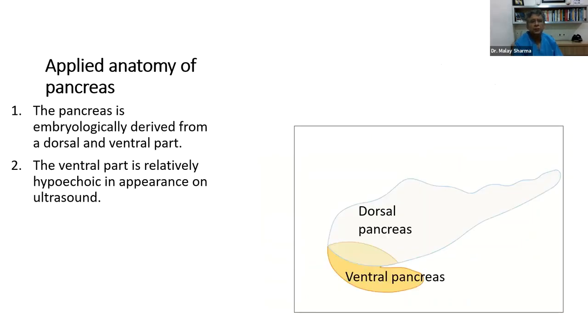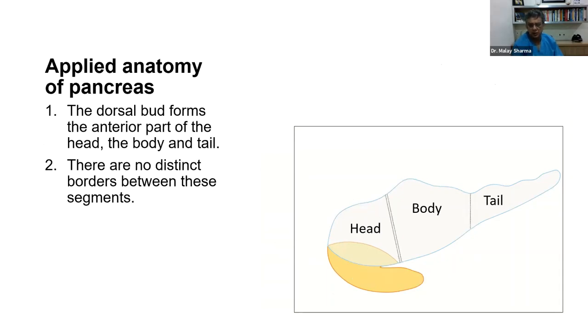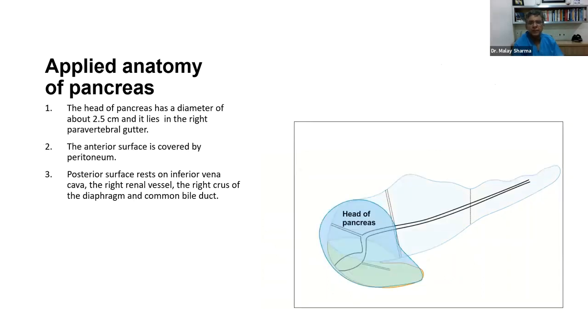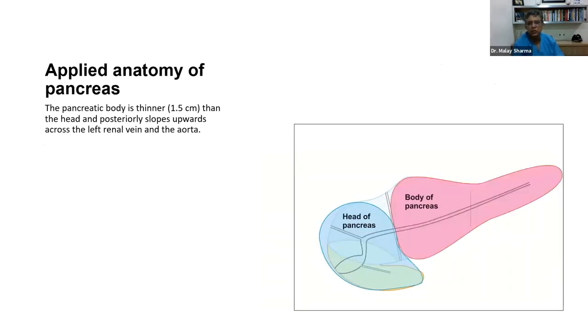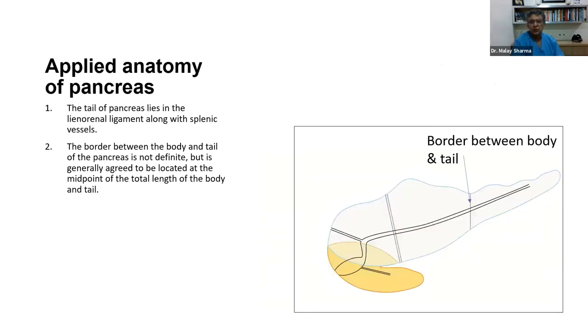Applied anatomy of pancreas briefly before I go on to show dorsal and ventral pancreas. The pancreas is divided into head, body, and tail, though there are no distinct borders between these three. And then this is the body and this is the head, which can be divided into two parts. So head is divided into an anterior part and posterior part, and this is the border between body and tail, which is roughly midway between the whole part of the body.